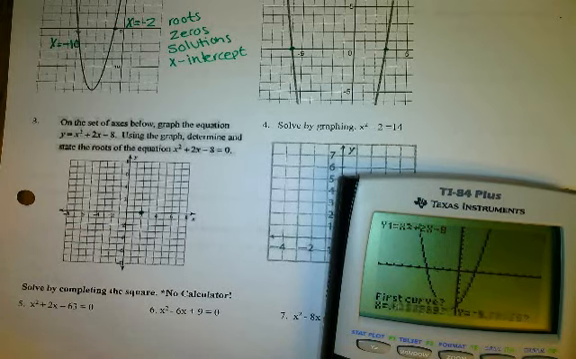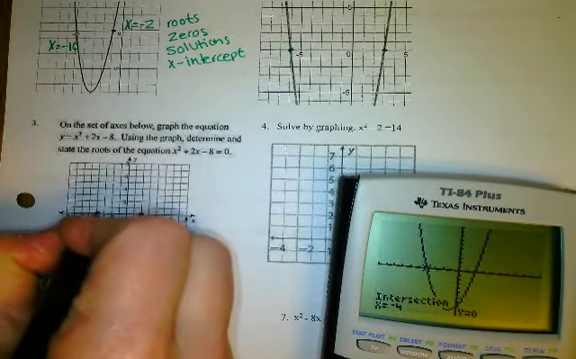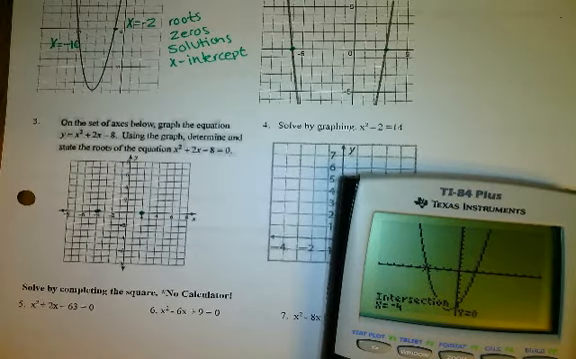The other one, let's see, try it again, so second trace intersect. I'm going to move my cursor to the other side of the vertex. So over there, okay, and then I'm going to find out what that is. So enter, and you get -4, just like it looked like earlier. So that's going to be 2 and -4.